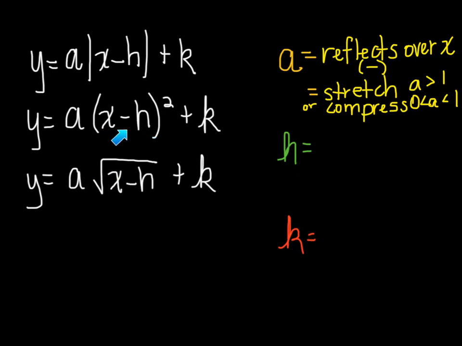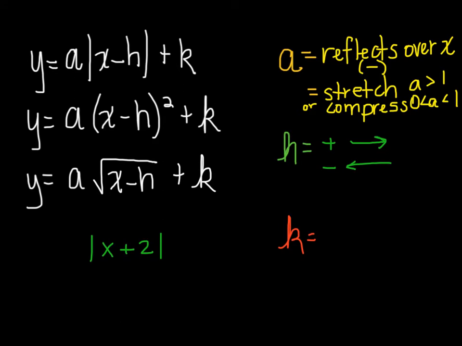So if this was a x plus 2, I'm going to actually go to the left. So if H is positive, I'm going to shift to the right. If H is negative, I'm going to shift to the left. So let me explain that. If I have the absolute value of x plus 2, this looks like H is positive, correct?